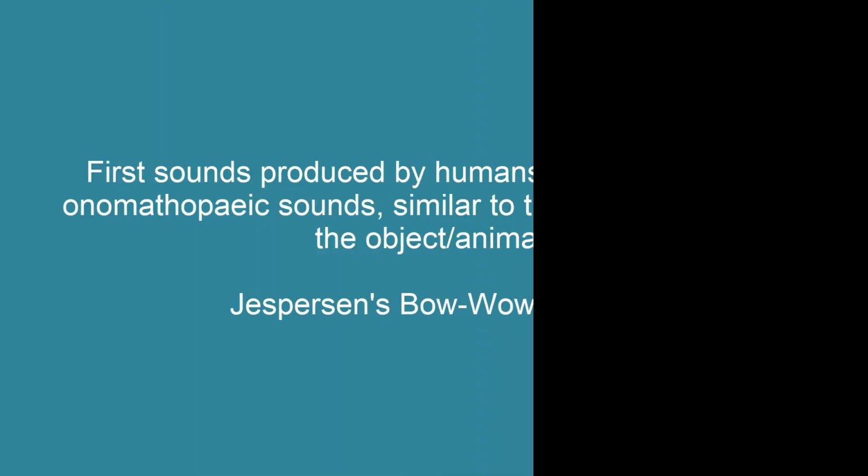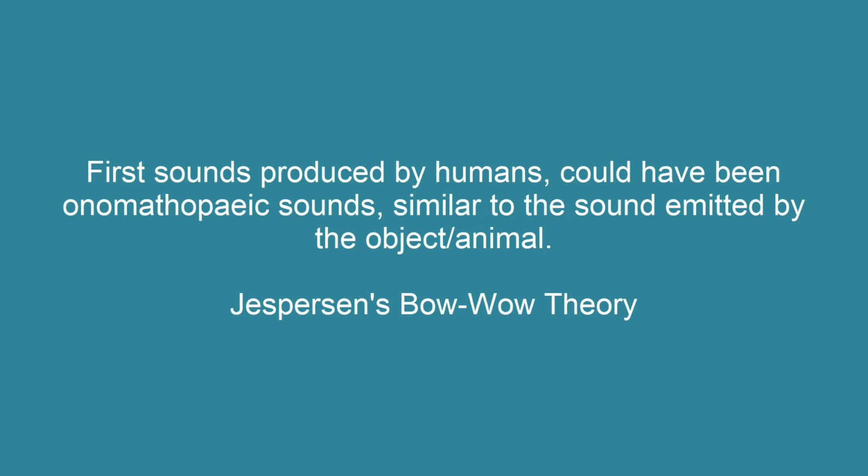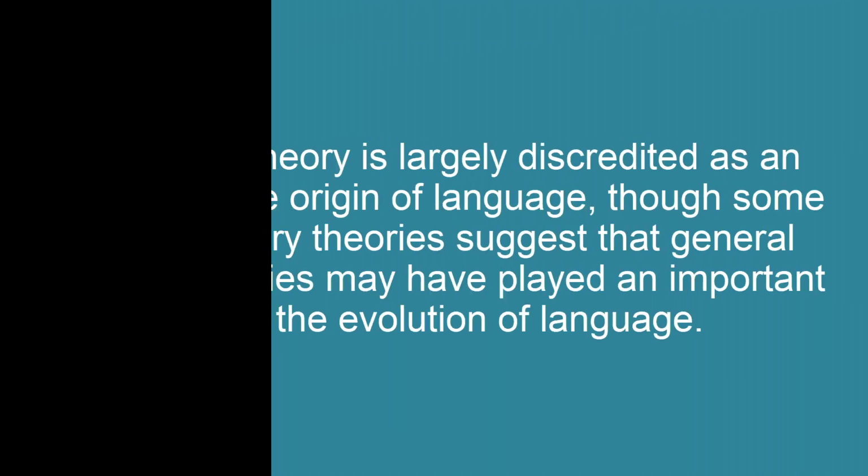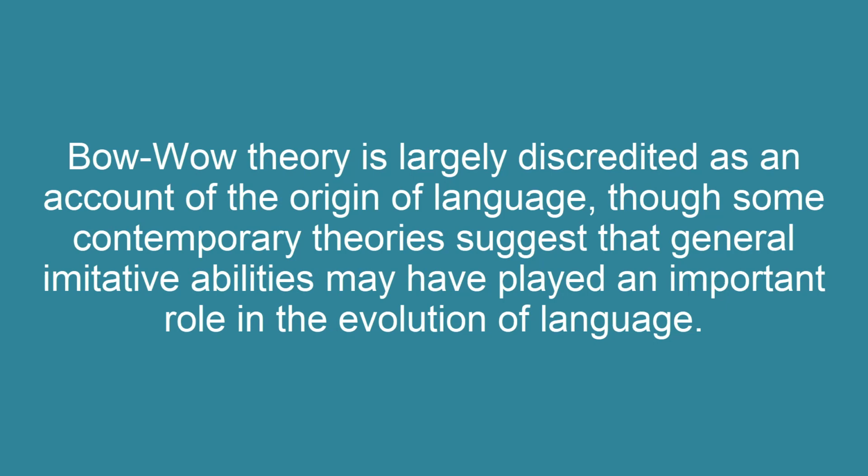According to Jespersen, the bow-wow theory says primitive words were derived from the imitation of natural sounds. Bow-wow theories suggest that the first human languages developed as onomatopoeia, imitation of natural sounds. The name bow-wow theory was coined by Max Müller, a philologist who was critical of the notion. The bow-wow theory is largely discredited as an account of the origin of language, though some contemporary theories suggest that general imitative abilities may have played an important role in the evolution of language.